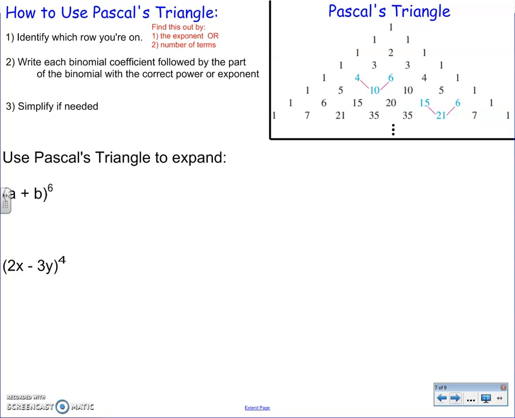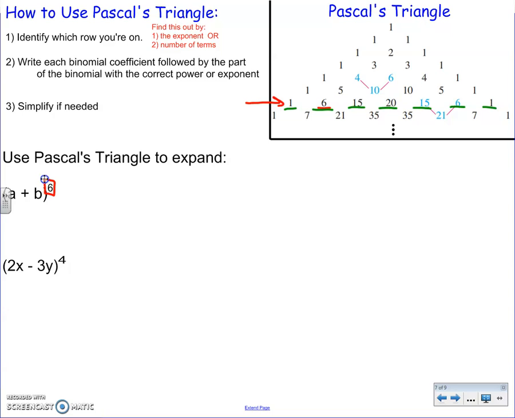So first, (a + b) to the 6th power. So the exponent is 6. I'm going to be on the 6th row, where the second number is 6. So right here. Or some people like saying there's 7 terms. Notice there's 7 numbers in this row: 1, 2, 3, 4, 5, 6, 7.